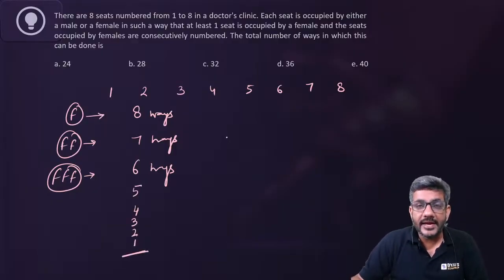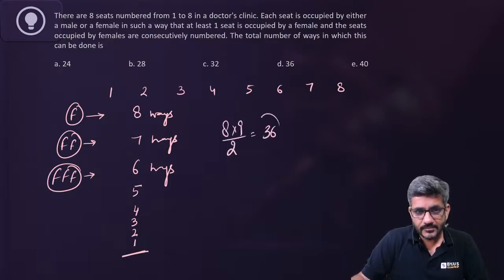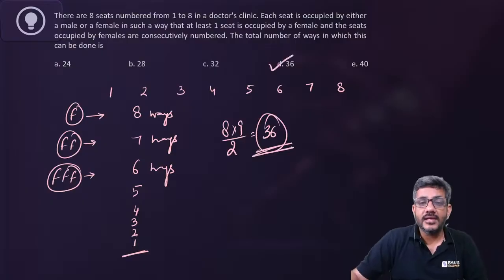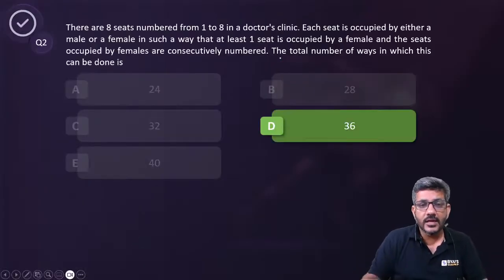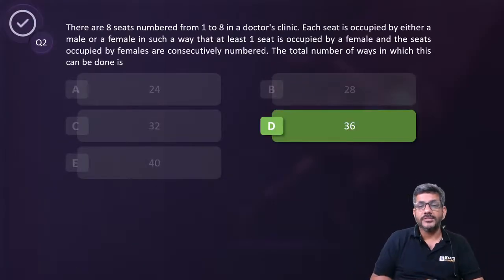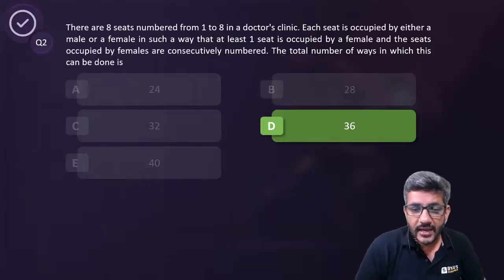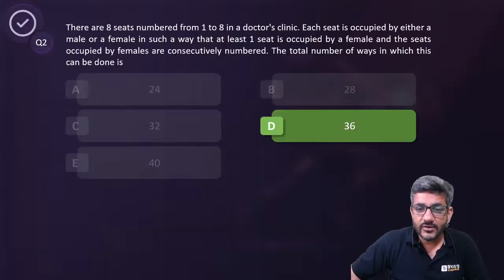So 1 to 8, the total sum is n into n plus 1 divided by 2. There are 36 ways in which they can sit on these chairs. My answer for this question is option D, 36. And I see Nay and No Ledger had both given the right answer for this question. Vikram, I am sure that you got it.